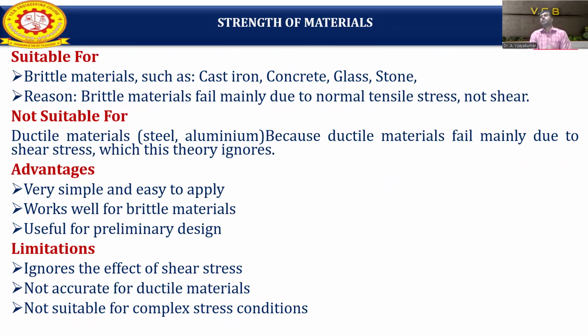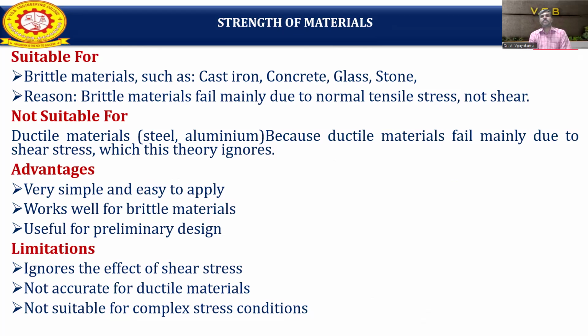So what is the reason? The material fails mainly due to the normal tensile stress, not the shear. Okay, so all the materials mentioned above are brittle materials. This type of material fails only due to normal stress, not shear. That's why we consider it only for brittle materials. It is not suitable for ductile materials, such as steel or aluminium. These materials are called ductile materials because ductile materials fail due to shear stress. This theory ignores shear, so we cannot consider it for ductile materials.